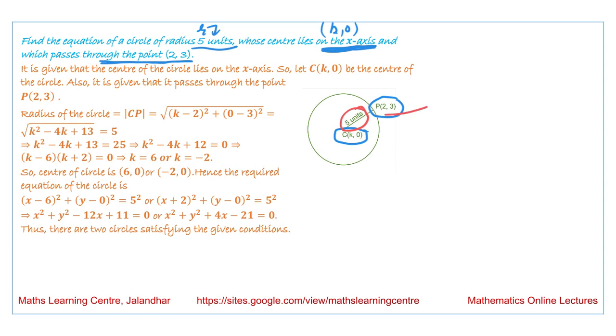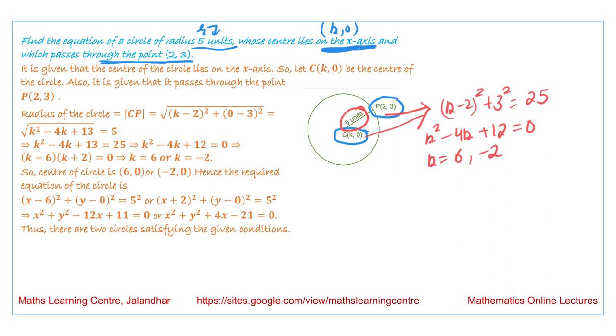So if we calculate the distance between C and P, we get (k minus 2) square plus 3 square, that should be equal to 25. So on solving this, we obtain k square minus 4k plus 12 is equal to 0. So this gives us two values of k, one is 6 and another is minus 2. So we are saying either the center of the circle will lie at the point (6, 0) or it will lie at the point (minus 2, 0).